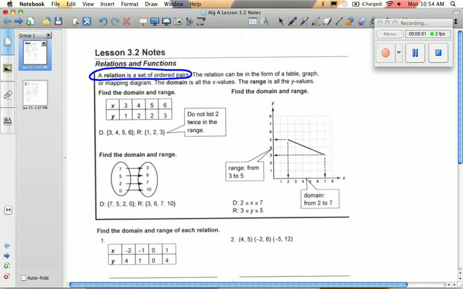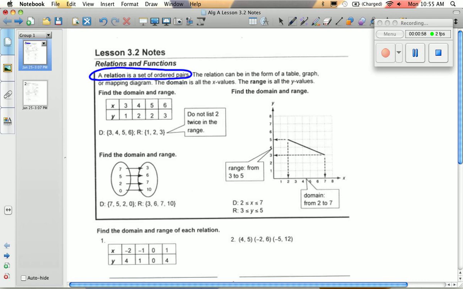The relation can be given in the form of a table, a graph, or a mapping diagram. In other words, we can take these ordered pairs and we can rewrite them in a table, we can put them in a mapping diagram, or we can graph them. Okay? That's what we'll practice tomorrow. Today what we're going to deal with is the other definitions that are here, domain and range.